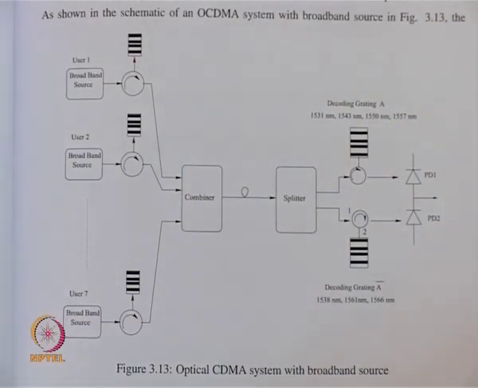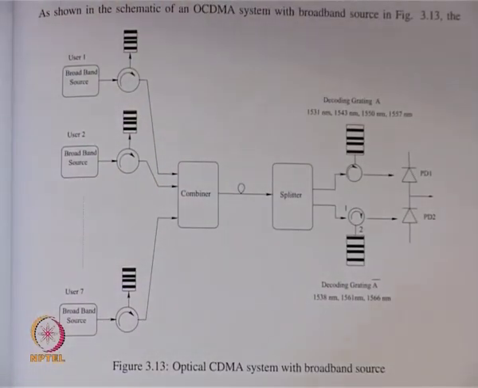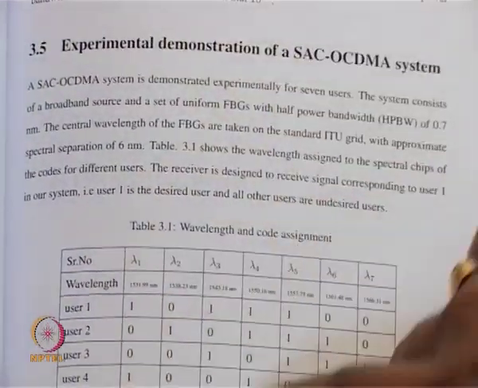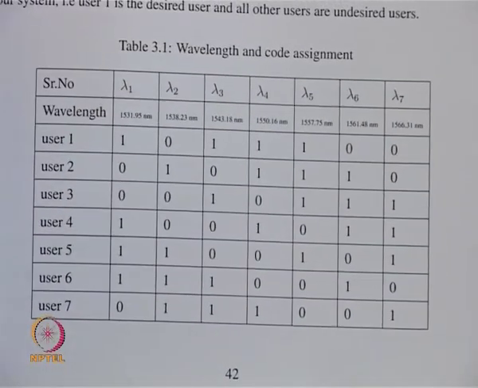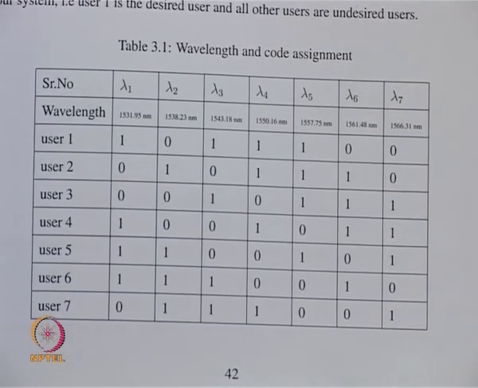to equally distribute the signal power between decoding gratings A and decoding complementary gratings A. Outputs of these are connected to photodetector 1 and photodetector 2. This shows the wavelengths used for lambda 1, lambda 2, lambda 3, lambda 4, lambda 5, lambda 6, lambda 7.